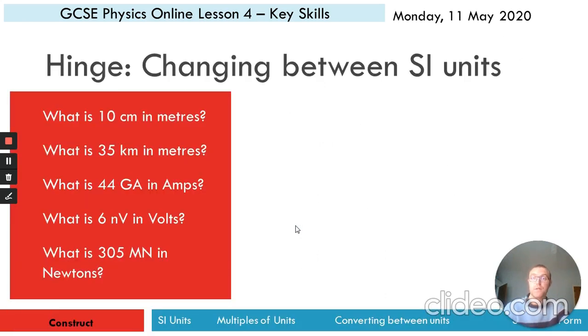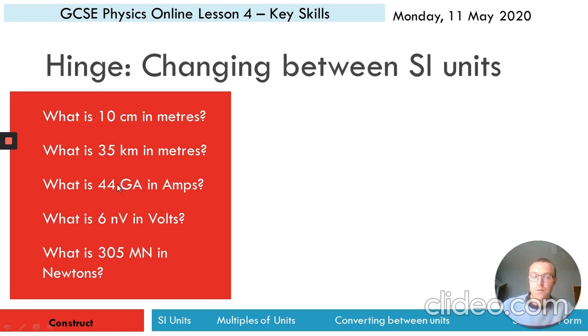which we've written out. Okay, time for you guys to do some of your own work. If you get stuck, go back through the examples. But I want you to have a go at these. What is 10 centimetres in metres? Remember, there are 100 centimetres in a metre. So 10 centimetres is probably going to be a smaller number in metres. 35 kilometres in metres. There are 1,000 metres in a kilometre. So this one's probably going to be a larger number.